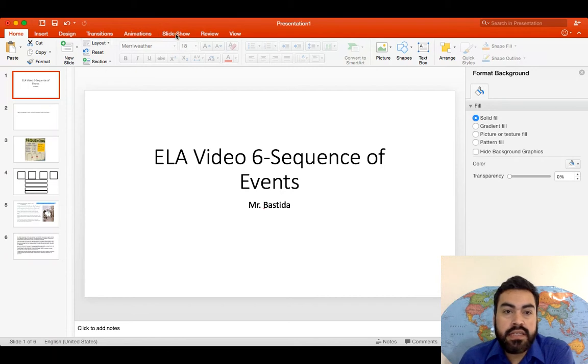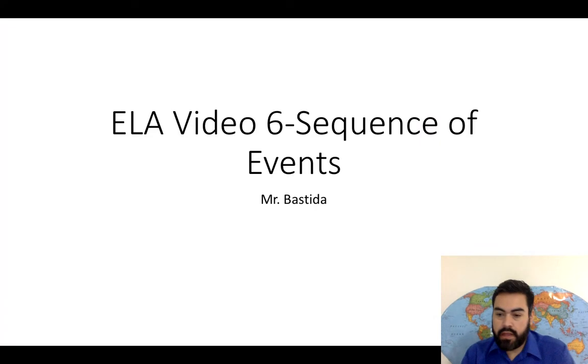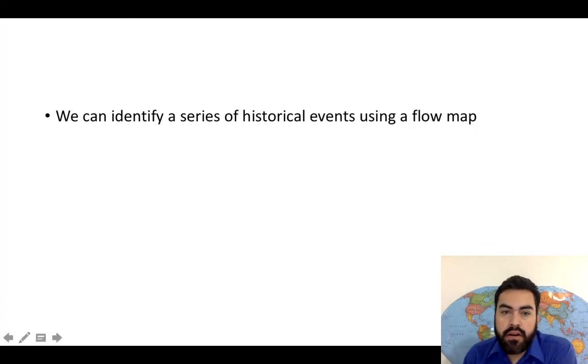This is our sixth ELA video, and we're going to be talking about sequence of events. It's a really short video, so it shouldn't take you very long to do. So our objective is we can identify a series of historical events using a flow map.